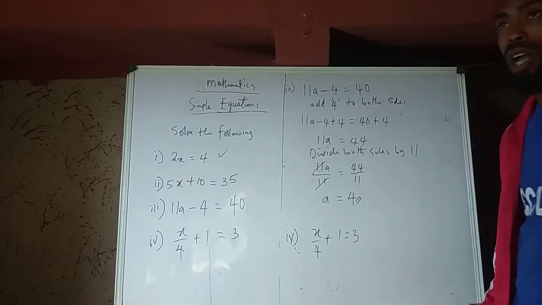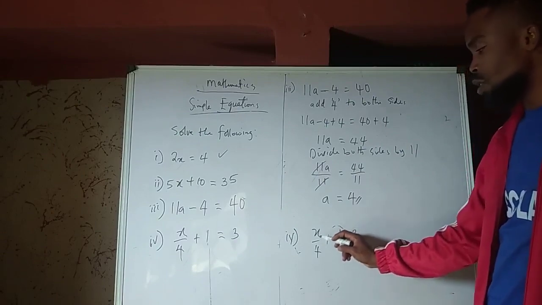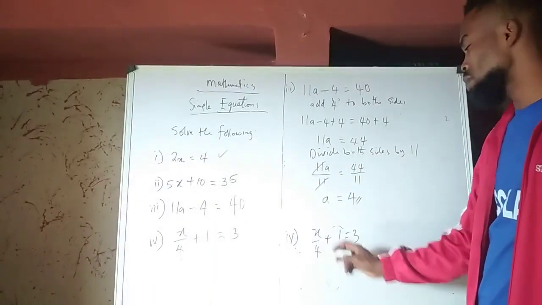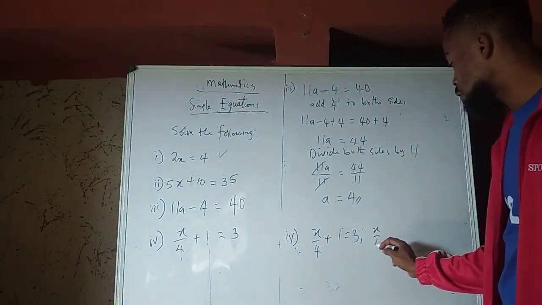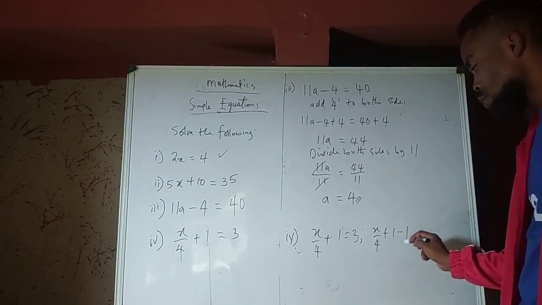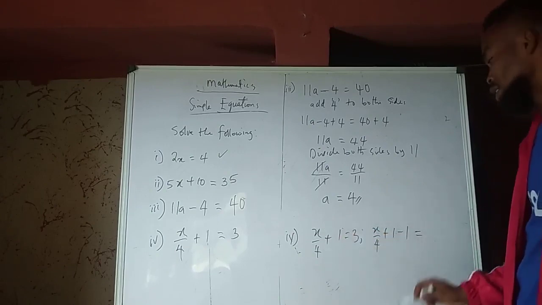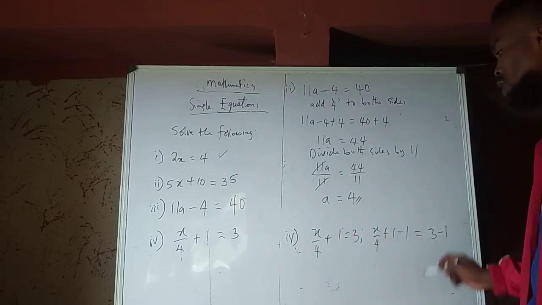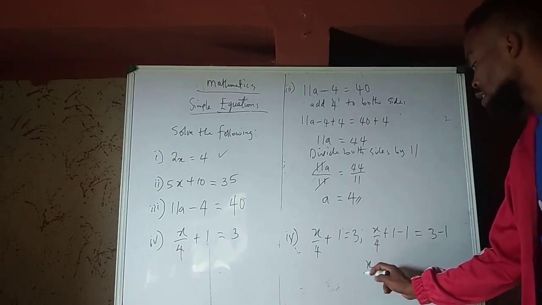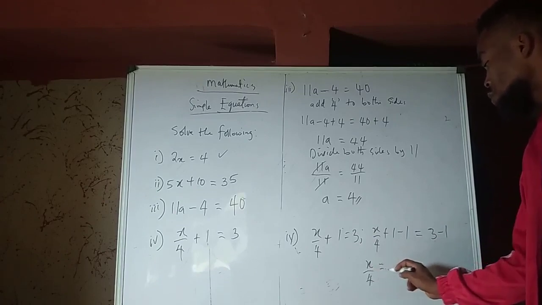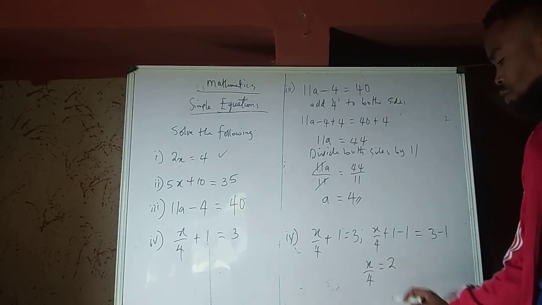This is simple as well. All we need to do is get rid of this 1 so that we can get access to the x. So this will now become x over 4 plus 1 minus 1. We are subtracting, right? Yes, because that 1 is there by addition. So we have 3 minus 1 here as well. Once we do that, we are going to be left with x over 4 equals, because 1 minus 1 is 0, 3 minus 1, which is 2.